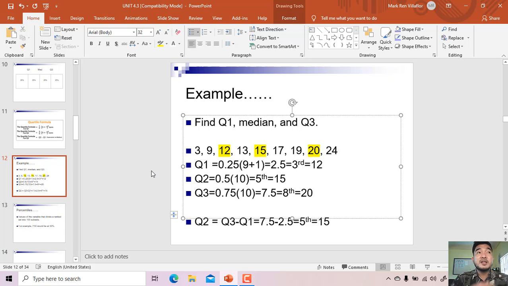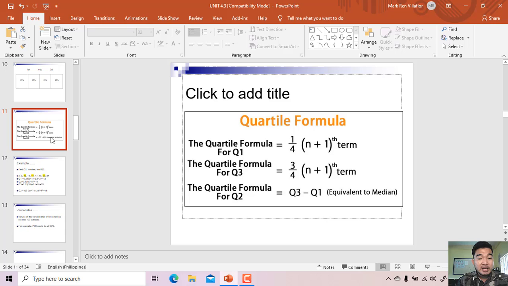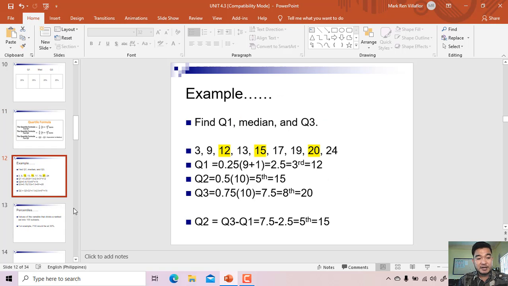So that is how easy how to solve for the quartiles. Q1, Q2, and Q3, or should I say first quartile, second quartile, and third quartile. You just have to remember the formula in solving for the quartile. Alright.